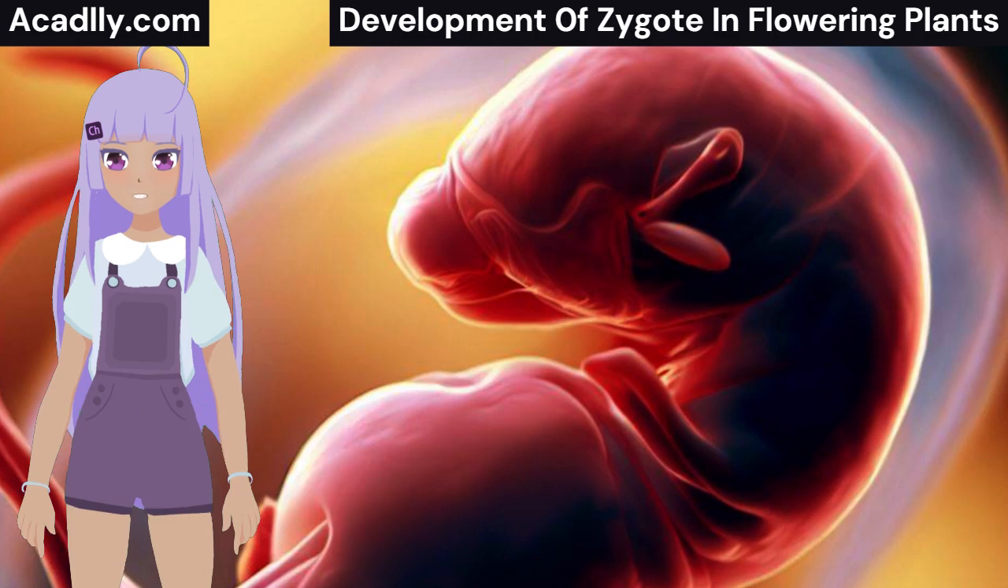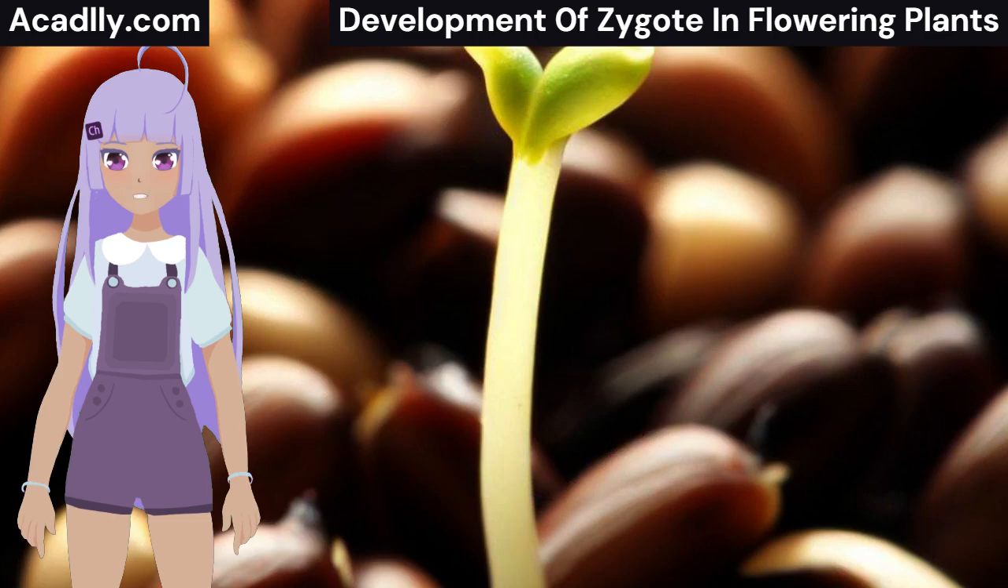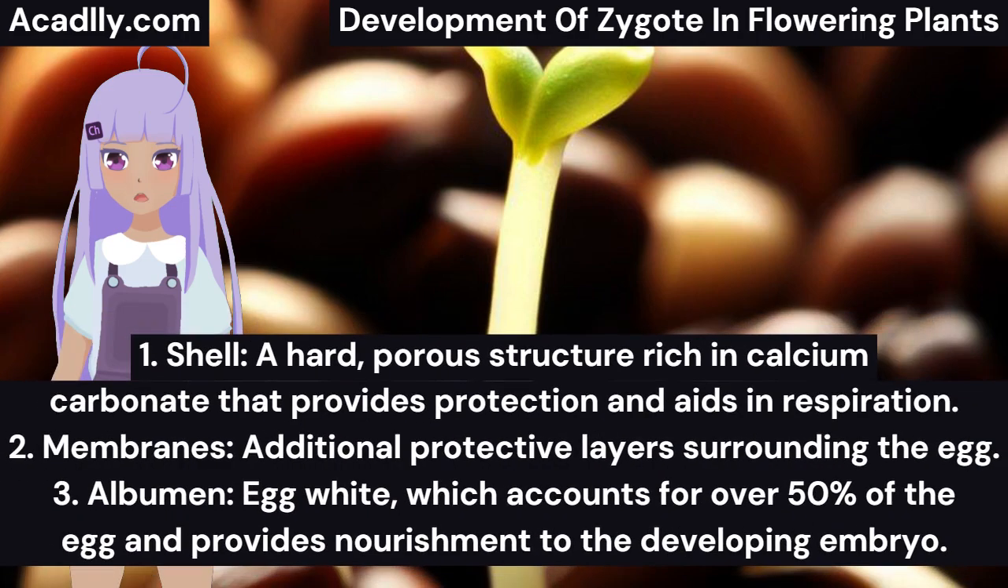Adaptive features in developing animals. Eggs of fish, amphibians, reptiles, and birds. Vertebrates other than mammals reproduce by laying eggs. The eggs possess several features that facilitate embryo development. 1. Shell. A hard, porous structure rich in calcium carbonate that provides protection and aids in respiration. 2. Membranes. Additional protective layers surrounding the egg. 3. Albumin. Egg white, which accounts for over 50% of the egg and provides nourishment to the developing embryo.